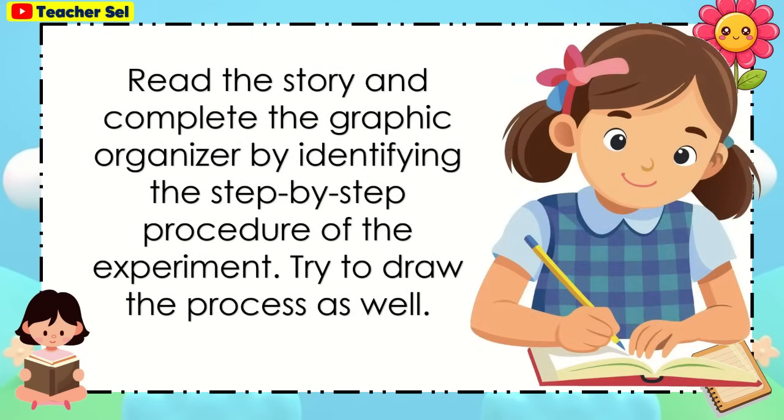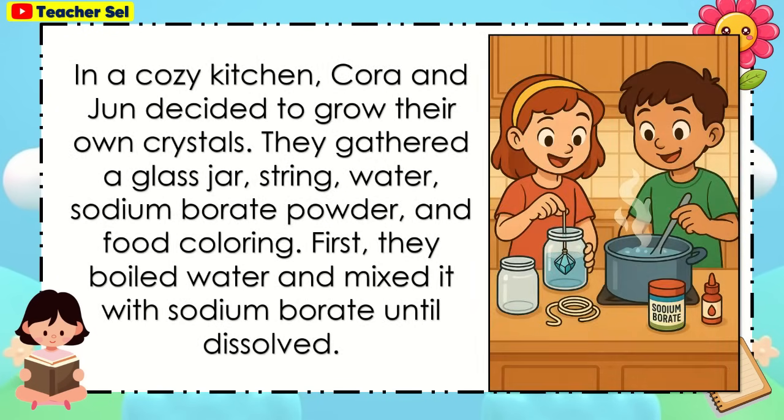Read the story and complete the graphic organizer by identifying the step-by-step procedure of the experiment. Try to draw the process as well. In a cozy kitchen, Cora and June decided to grow their own crystals. They gathered a glass jar, string, water, sodium borate powder, and food coloring. First, they boiled water and mixed it with sodium borate until dissolved.